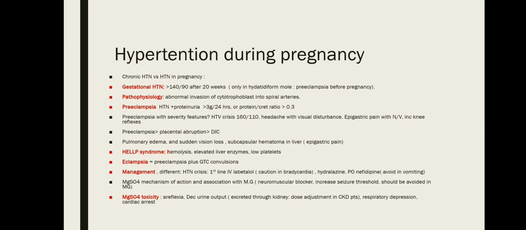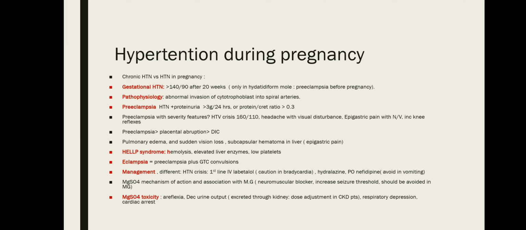Then hypertension in pregnancy. This is a very important topic. Gestational hypertension is defined as systolic blood pressure greater than 140 and diastolic blood pressure greater than 90 after 20 weeks of gestation. There is only one condition in which preeclampsia is present before 20 weeks of gestation, that is hydatidiform mole. In hydatidiform mole, preeclampsia is present before 20 weeks of gestation. This is the only exception.